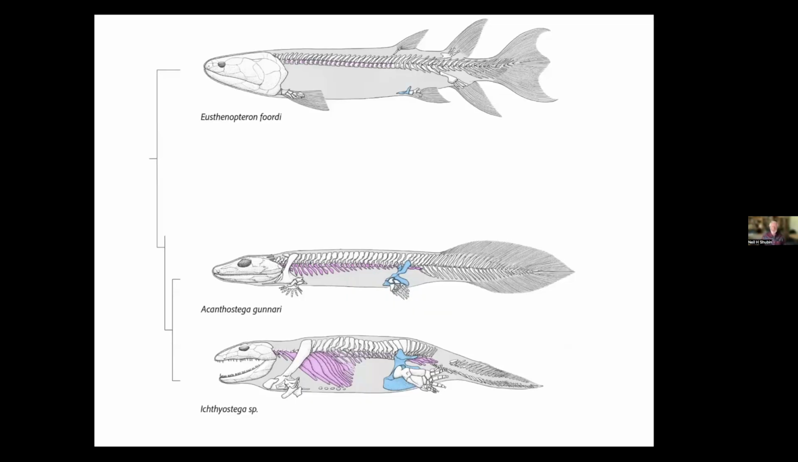And so this is kind of what I like to show what paleontology can do. So in the top is that fish I've been showing you already. It's known as Eusthenopteron. This is a more detailed diagram of it. And you can see the ribs in pink, the pelvis in blue.